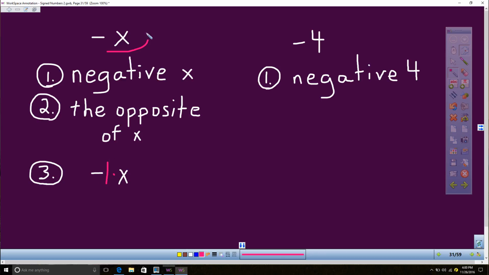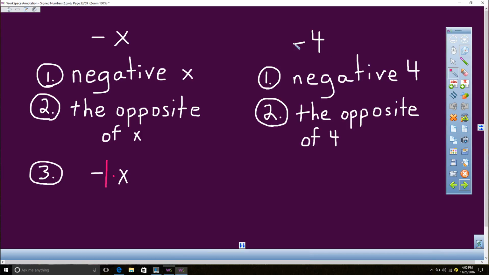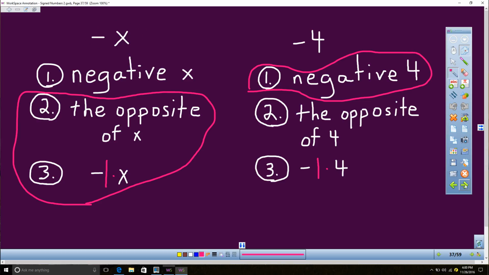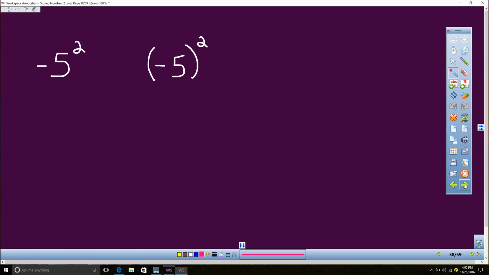So here the coefficient of x is negative 1. Now, in talking about negative 4, we could also say the same. I could read this as the opposite of 4, or negative 1 times 4. But most often it's easiest to just say negative 4. But when we look at this expression, it's really best to think of it as the opposite of x, or negative 1 times x. Let's look at some examples.